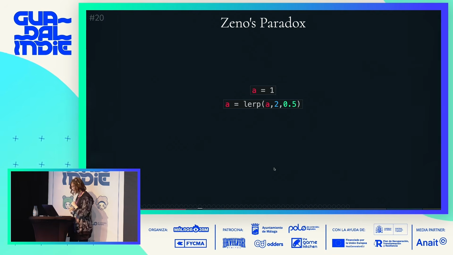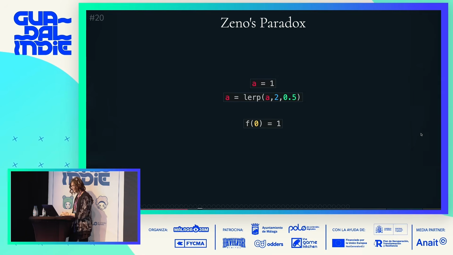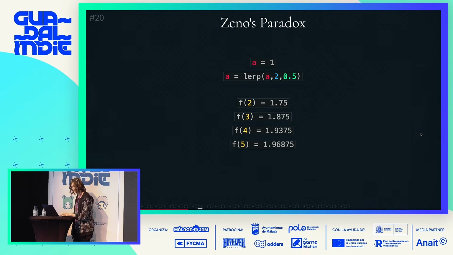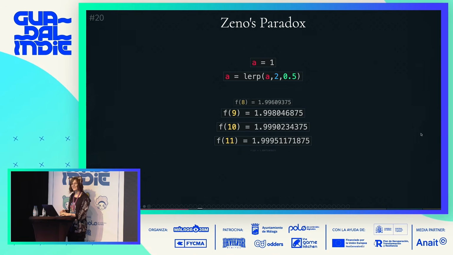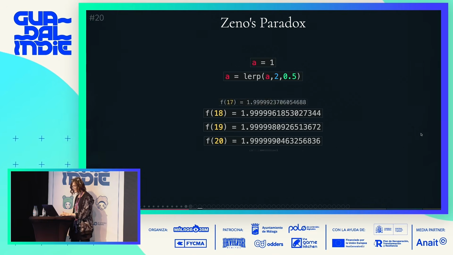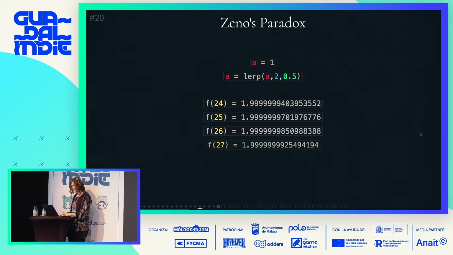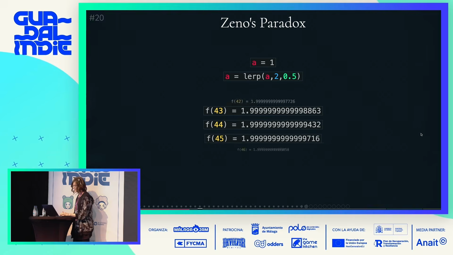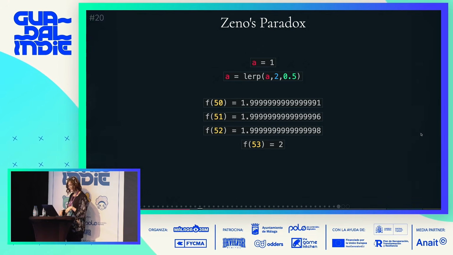OK, so Zeno's paradox, we can just simulate this. Like we can just run a starting value of 1. This is the same interpolation we did earlier. So we have a equals lerp from a to 2, and we're going to jump halfway on every iteration. OK, so we get the same values as before, 1, 1.5, 1.75, and so on. And here you can definitely see that it's slowing down, right? Like, it's not reaching the value of 2. It's just taking so many frames. And so, yeah, basically the idea is that no matter what, you will never reach the target value.